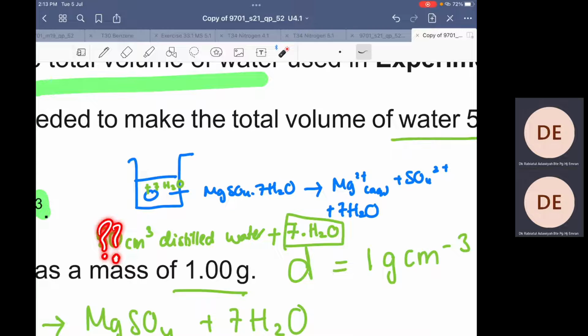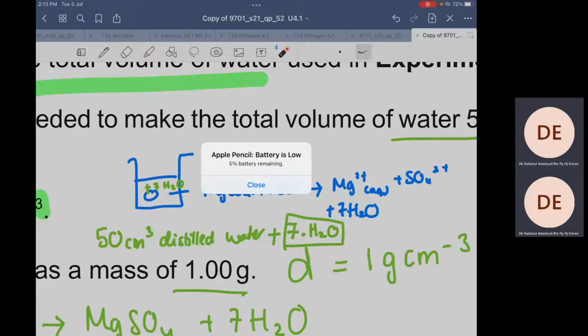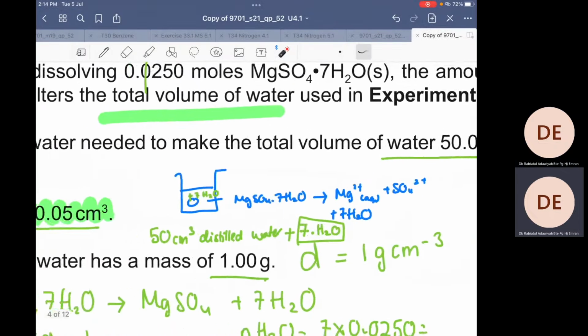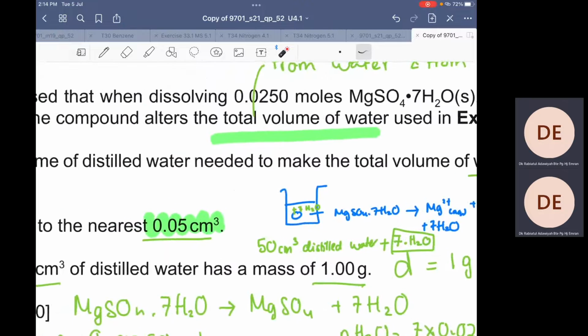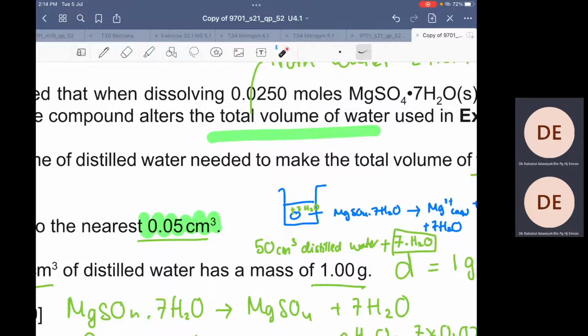Of course, I would need to add less than 50 centimeter cube, right? To make up for the 7 moles of H2O. So what I'm going to do first is find the volume of this 7 moles of H2O. How much volume of water will this 7H2O contribute in the beaker? Okay, so first I'm going to write down the equation.